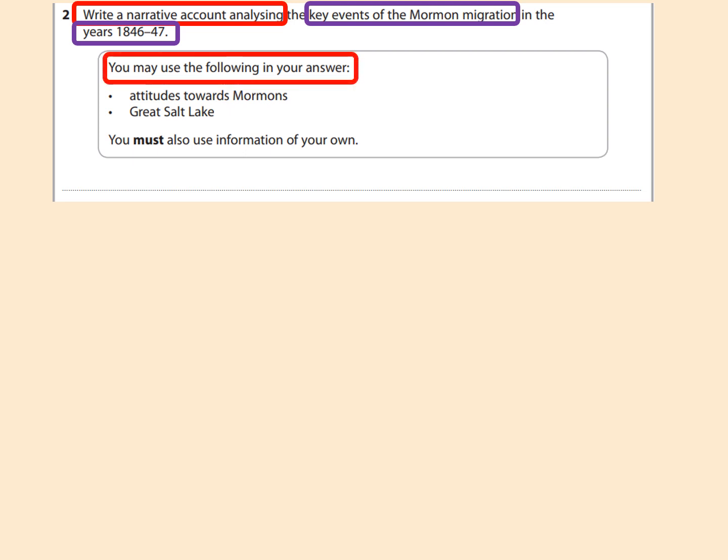You may use the following in your answer. You don't have to, but again, at least you know that these are going to be relevant, so if you know about them, you might as well. Attitudes towards the Mormons and the Great Salt Lake. But remember, you must also use information of your own. If you don't, then your mark will be limited, as we will see.